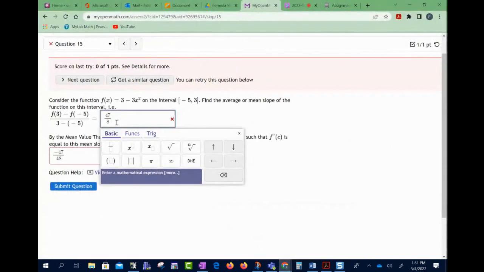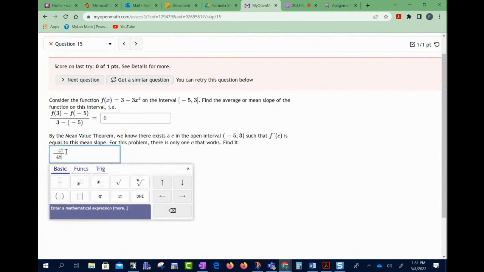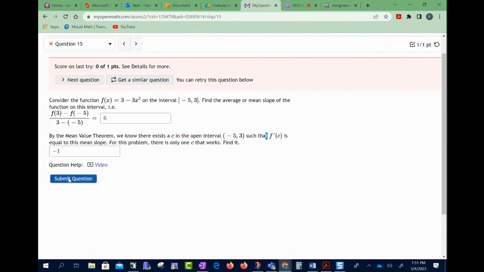All right, so let's change this one here to a 6. Let's change this one here to a -1. And let's submit it. Much better. There we go. So there we go. Much better, guys.